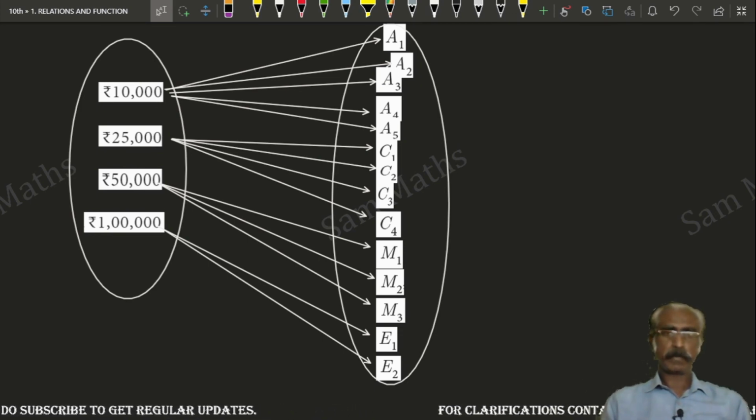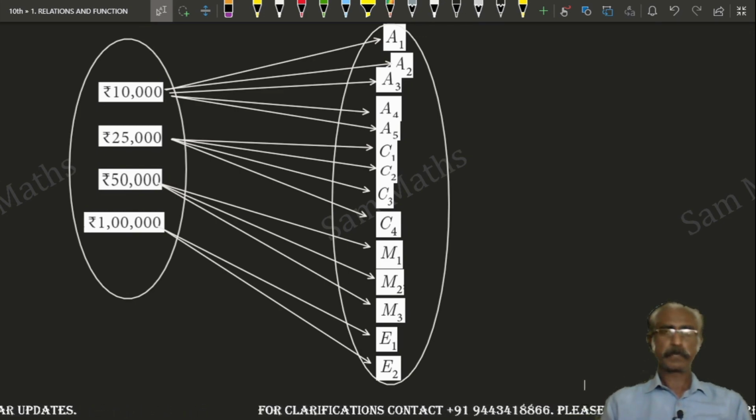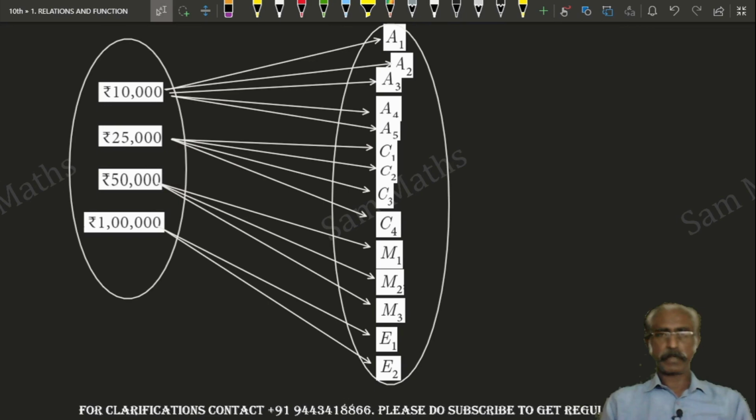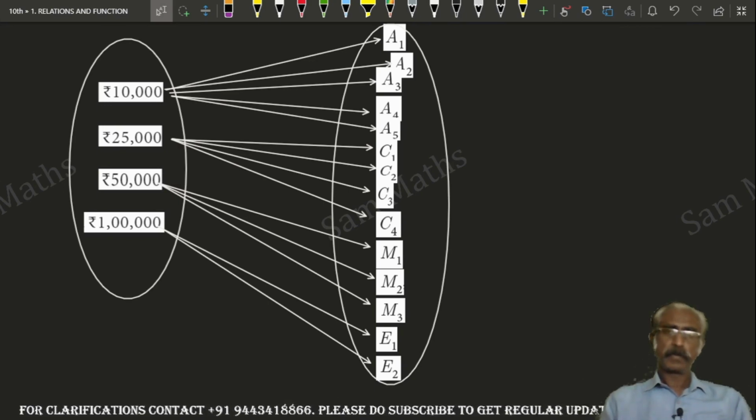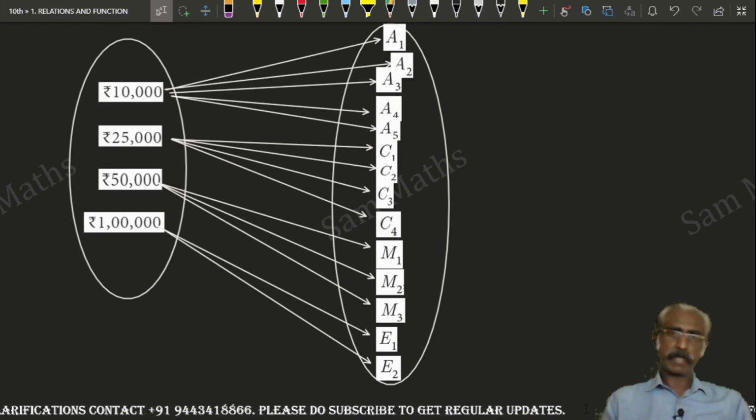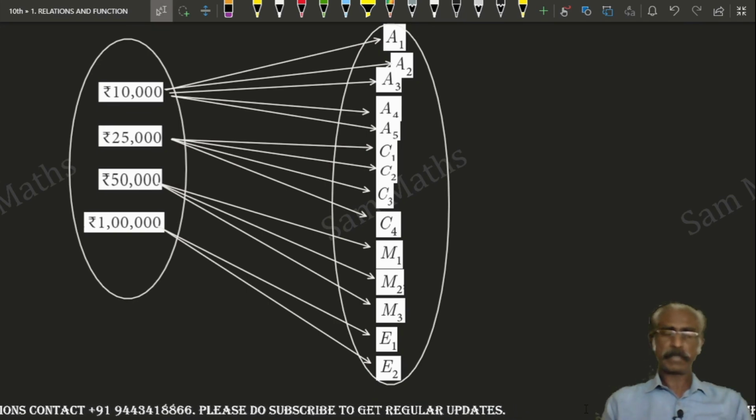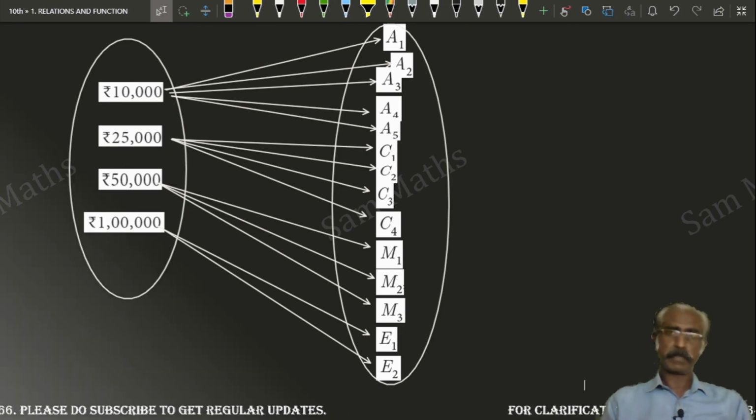I hope you will be thorough with the concept of relation, arrow diagram, graph, then ordered pair. Okay, children, you just make yourself thorough with the definitions and please practice the example sums. All the best. May God bless you.